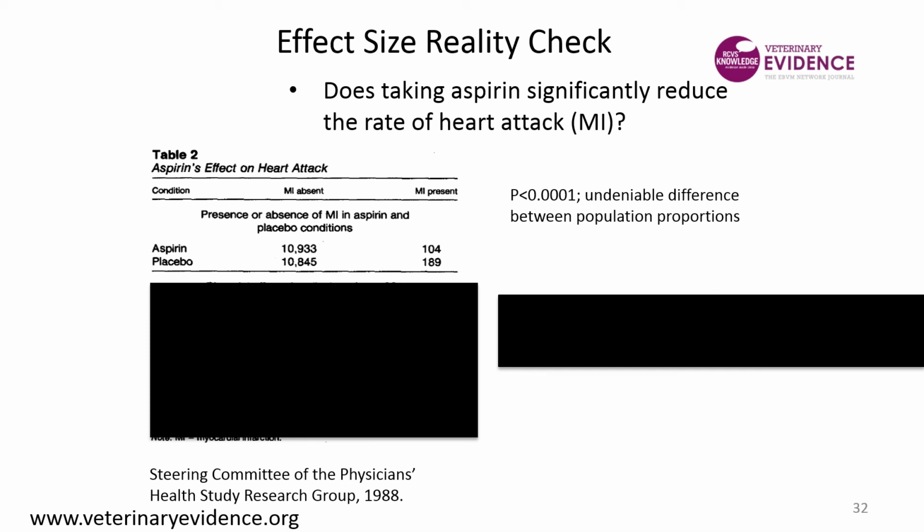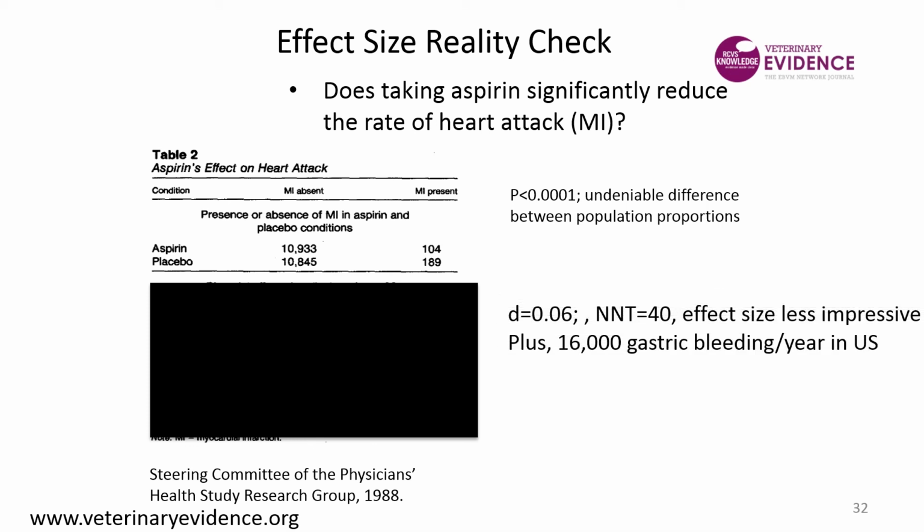So we have to go ahead and calculate the effect size ourselves, which I did, and it's 0.06. So you'd have to treat 40 people with aspirin to get one beneficial effect. We'll go back to that grid slide in a second and look at that. The NNT, typically below 6 or 8 is considered effective, so you can see this is really ineffective.